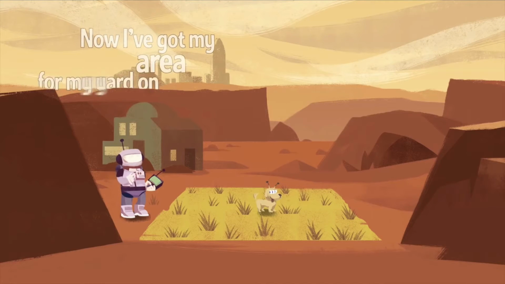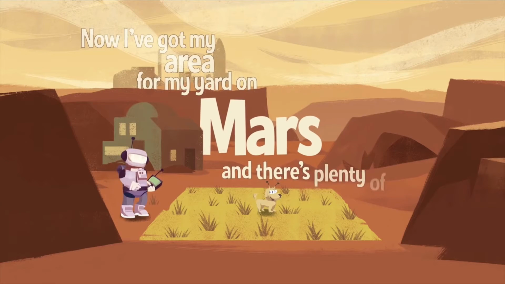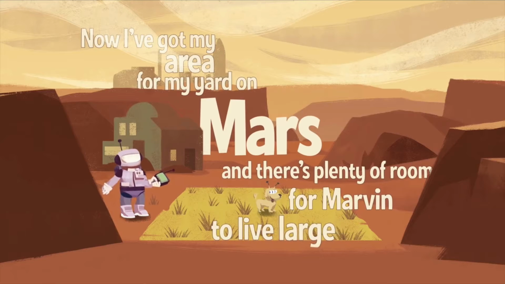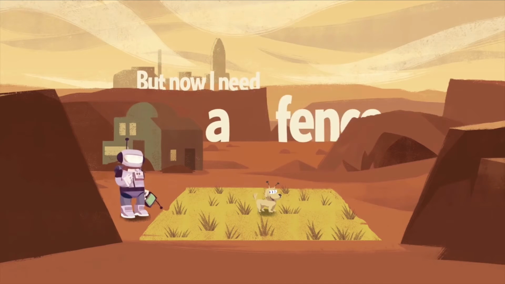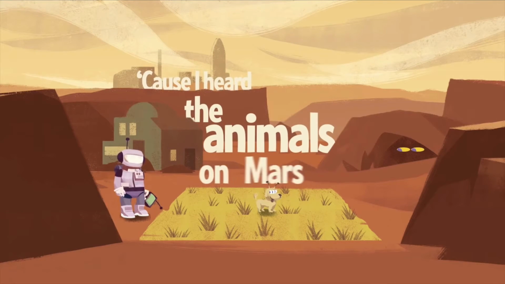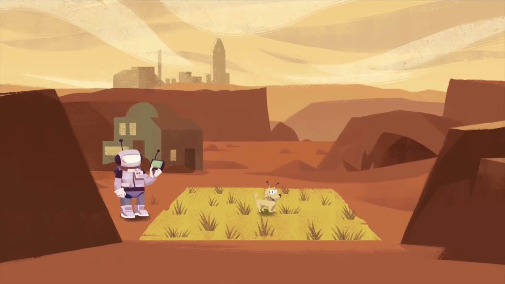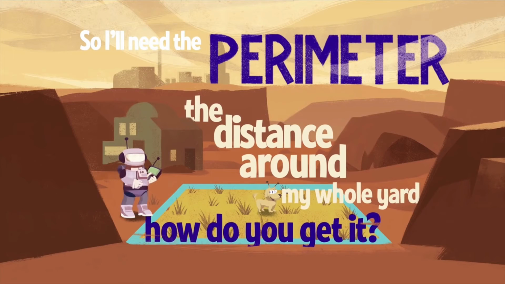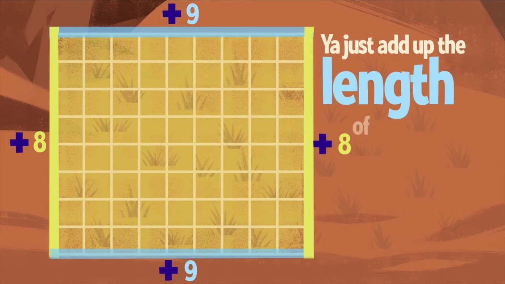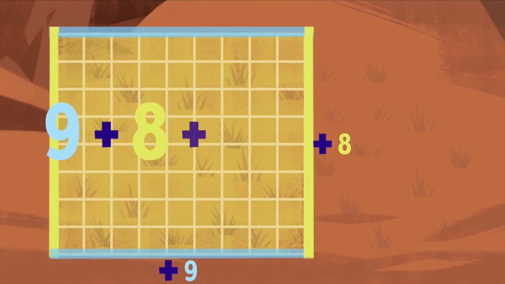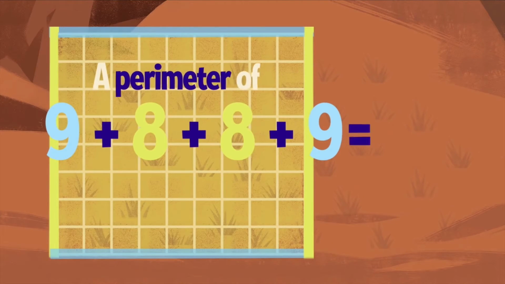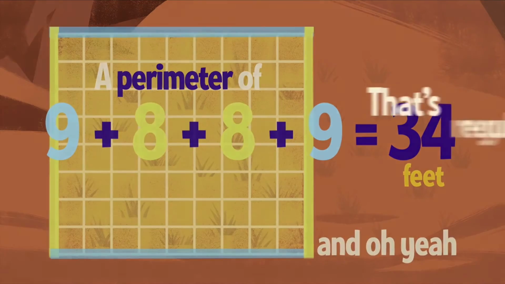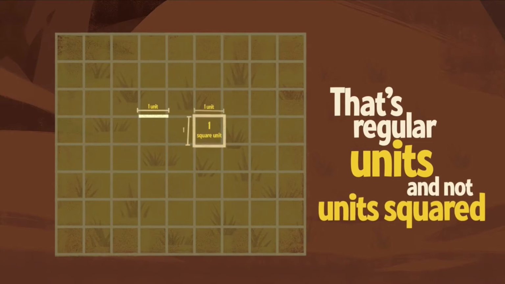Now I've got my area for my yard on Mars, and there's plenty of room for Marvin to live large. But now I need a fence cause I heard the animals on Mars could be intense. So I'll need a perimeter, the distance around my whole yard. How do you get it? Yeah, just add up the length of the sides. 9 plus 8 plus 8 plus 9's a perimeter of 34 feet. And oh yeah, that's regular units and not units squared.